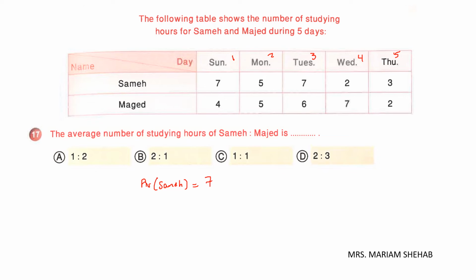So I'm going to add 7 and 5 plus 7 plus 2 plus 3 and divide them by 5. It's going to be 24 divided by 5. For Majid, you add 4 and 5 and 6 and 7 and 2, and you'll find it's 24 over 5 as well. So the averages are the same. So 24 out of 5 compared to 24 out of 5, it's going to be 1 to 1, which is choice C.